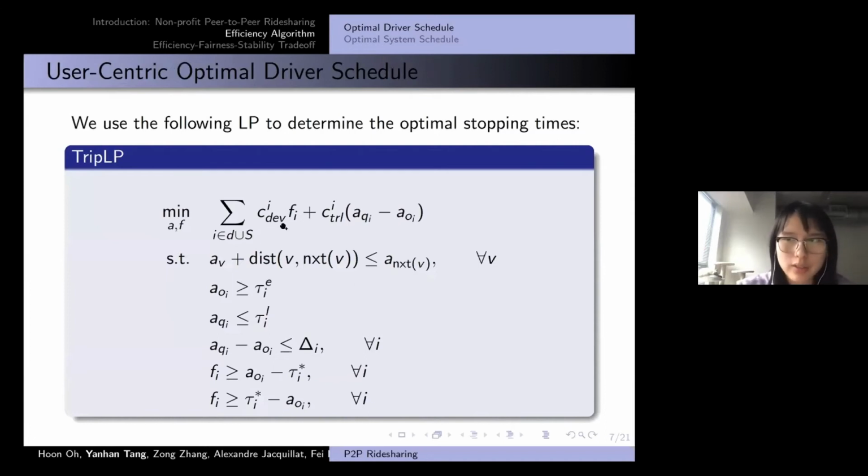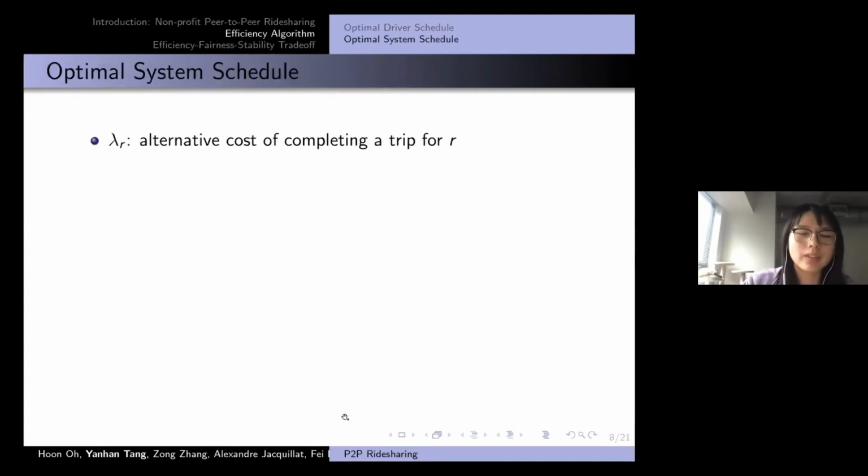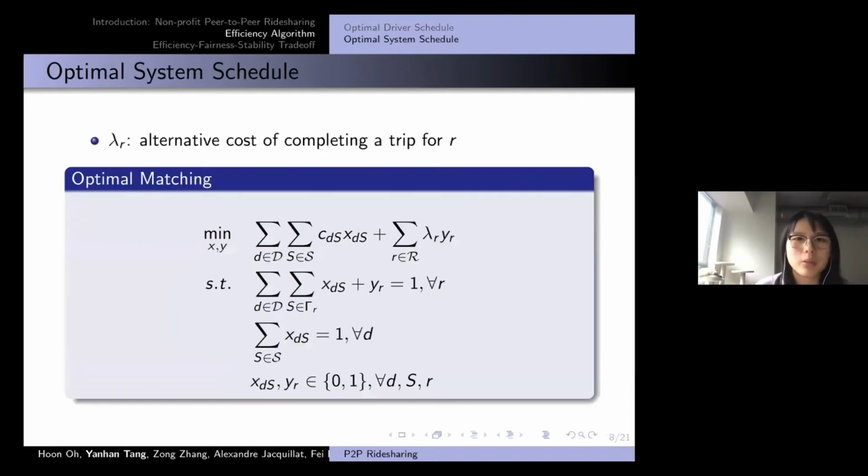The objective contains two parts: the first is the deviation cost, the second is the trip cost, and the constraints are mainly feasibility constraints and constraints for some auxiliary variables. And the second step is to find a system-wide optimal schedule, and we use a standard matching problem formulation. We just need to solve this binary integer program.